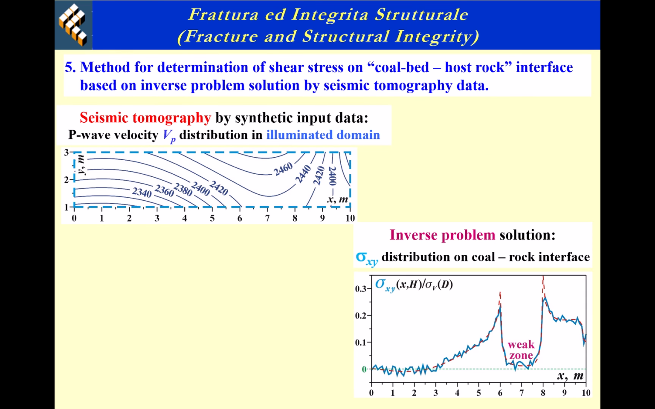We simulated the stress state, synthesized input data for seismic tomography using the empirical dependence of VP on mean normal stresses, reconstructed VP distribution in the illuminated domain and solved the inverse problem to find shear stresses on the coal rock interface. In fact, we detected weak zones where sigma xy is close to zero.